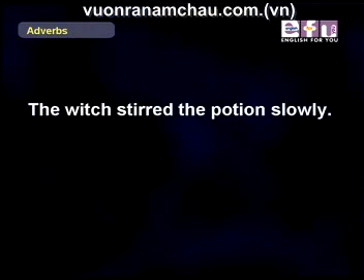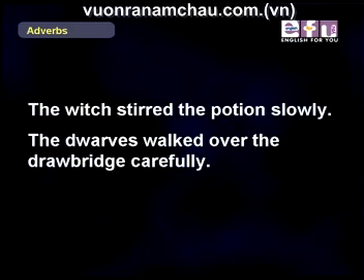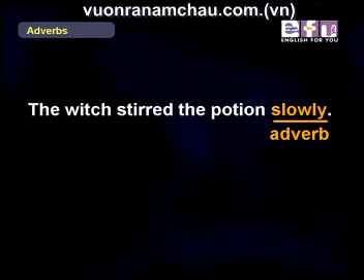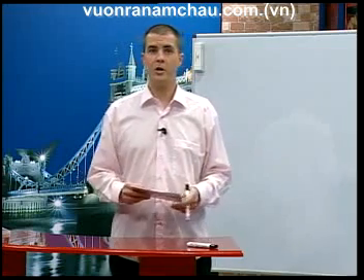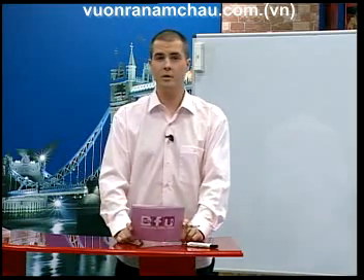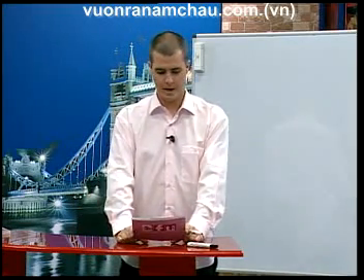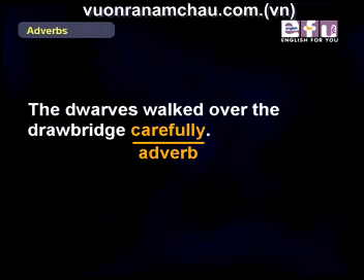The witch stirred the potion slowly. The dwarves walked over the drawbridge carefully. In the first sentence, slowly is an adverb. It describes the word to stir. How did the witch stir the potion? She stirred the potion slowly. Now, in the second sentence, carefully is an adverb, and it describes the verb to walk. How did the dwarves walk?